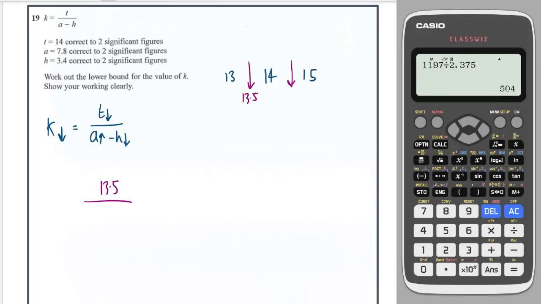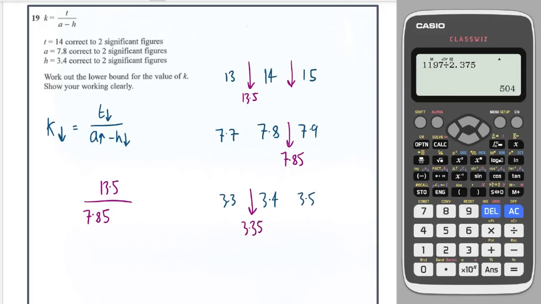And then let's look at A. A is 7.8 to two figures, so I'd use two figures and I would have 7.7 and 7.9 either side. And for A, I want the upper bound, so that's going to be 7.85. And then we go to H, which is 3.4. So two figures again, 3.5, 3.3. And for H, I want the lower bound, so that's 3.35. So minus 3.35. Okay, great.